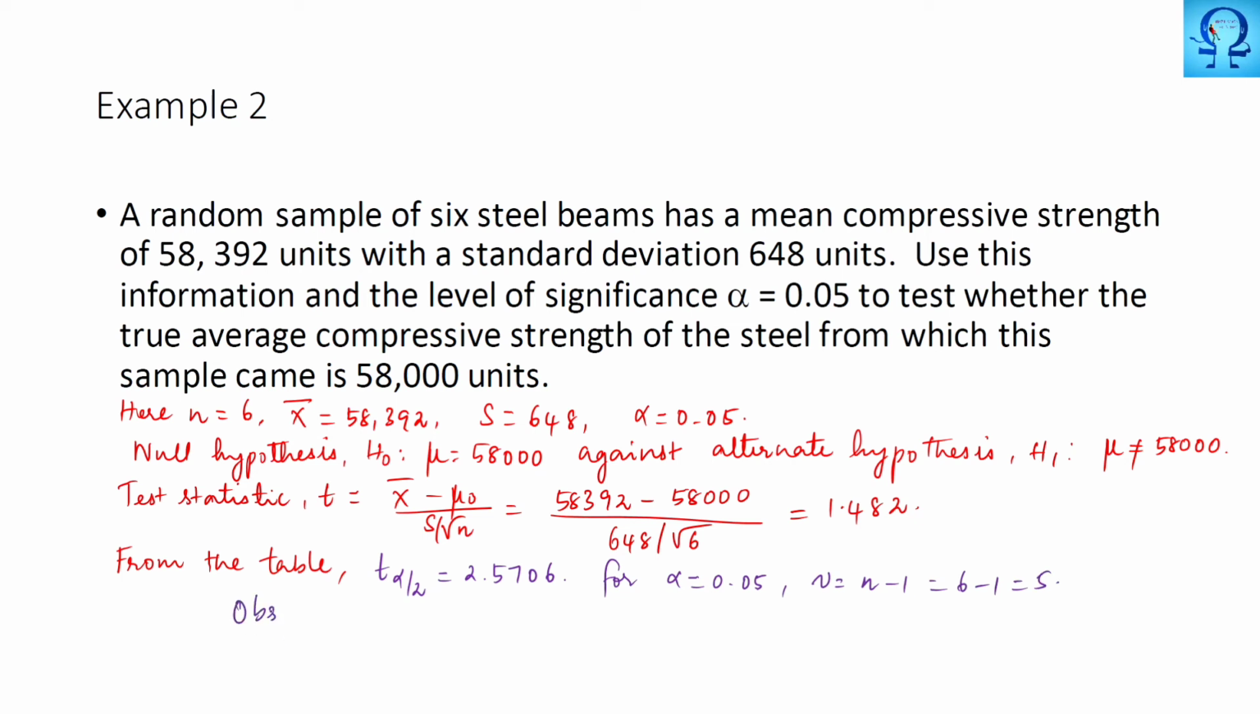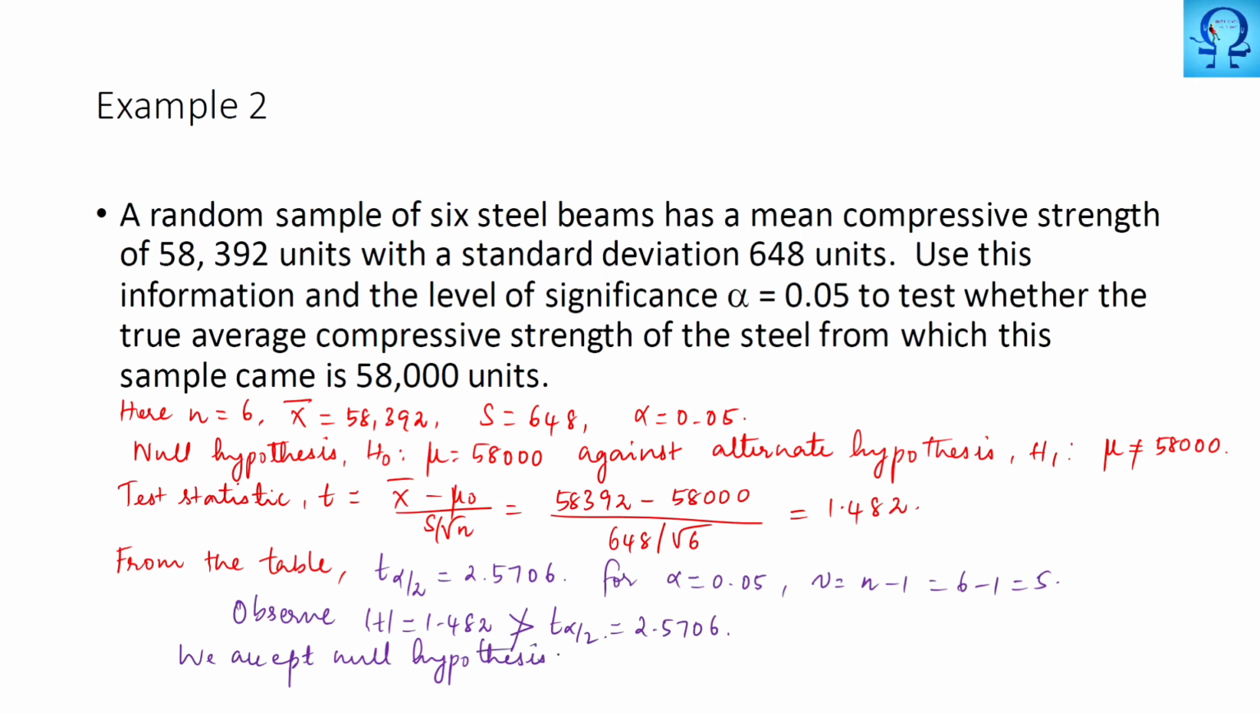Here we observe that the absolute value of t, which is 1.482, is not greater than t alpha upon 2, which is 2.5706. So in that case we cannot reject the null hypothesis, therefore we accept the null hypothesis.